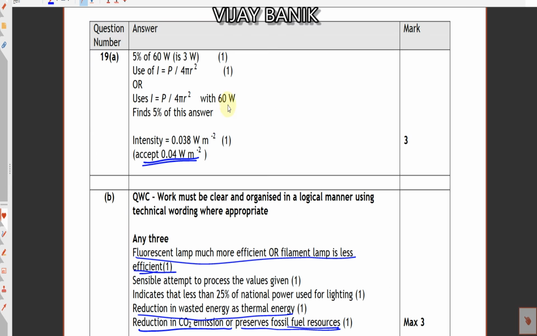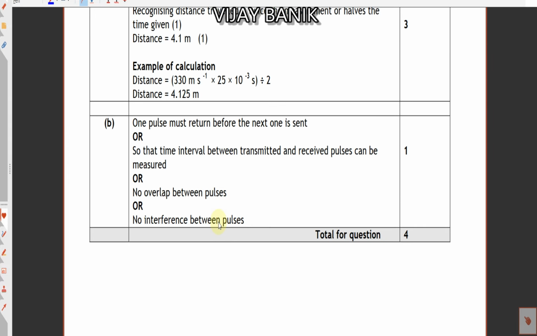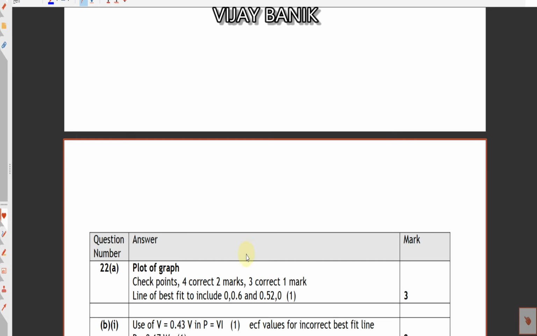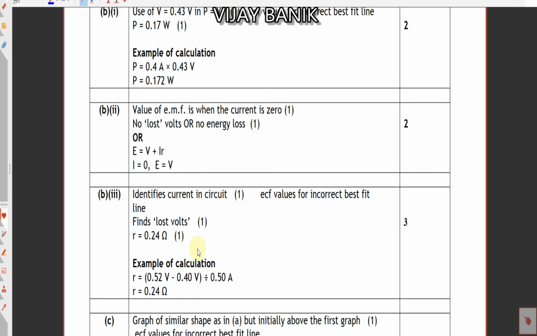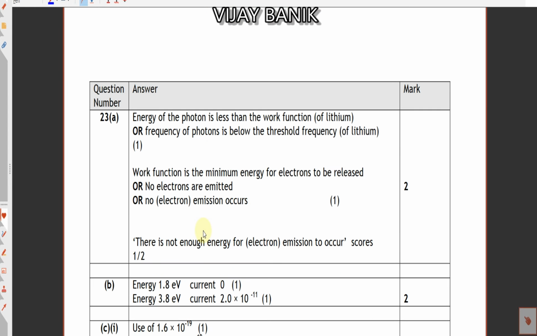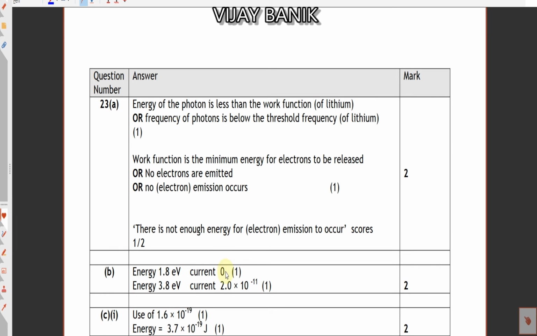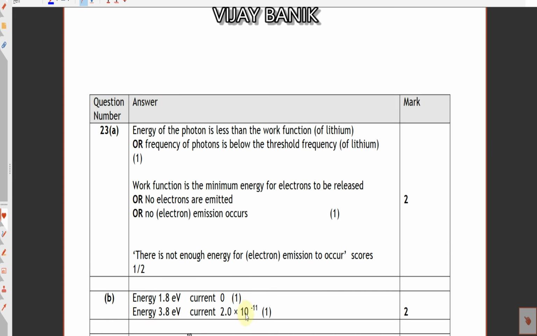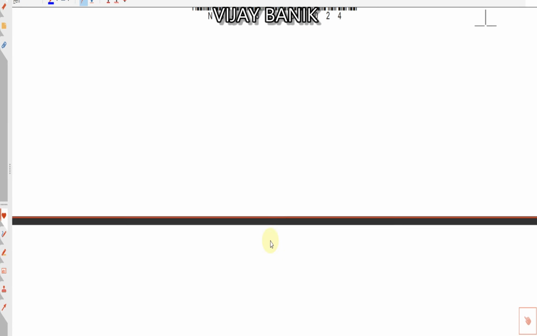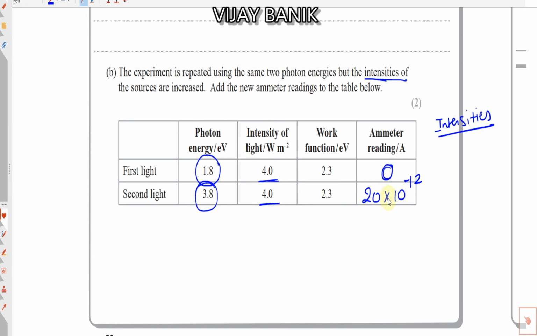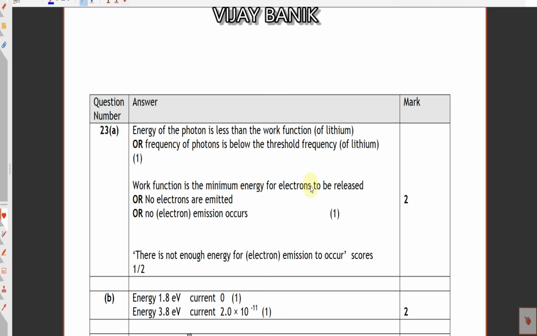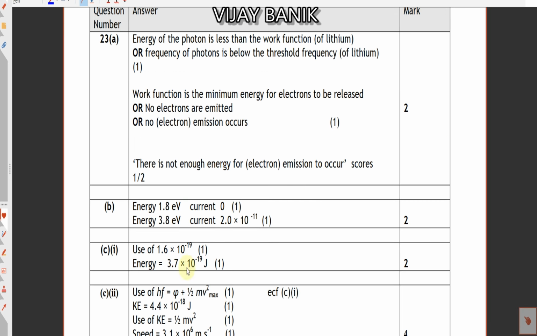Let me see the mark scheme. Okay, this was 22 if I'm not wrong. Yes, this was the answer. First answer, energy of the photon is less than work function, so no electrons are emitted, 2 marks. Second, the current is 0 and it is 2 into 10 raised to minus 11. I got 10 raised to 10 if I'm not wrong. Yes, 2.0 10 raised to minus 11. I wrote 20, same answer.